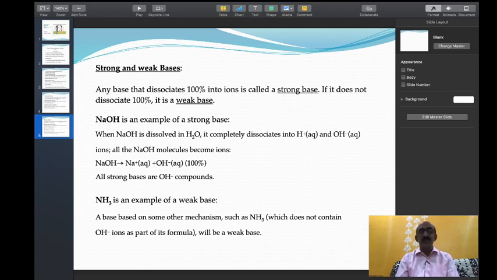This concept we will discuss in the next period. This is all about acids and bases. We will discuss in detail the other topics in the next period.